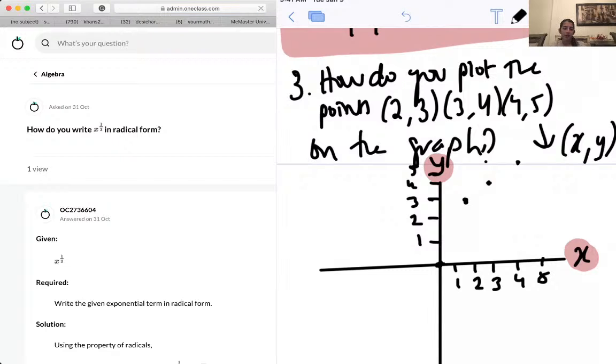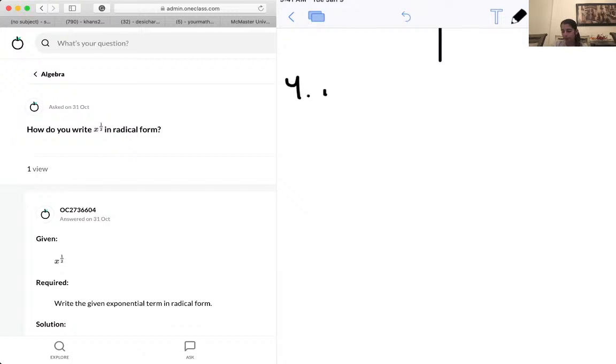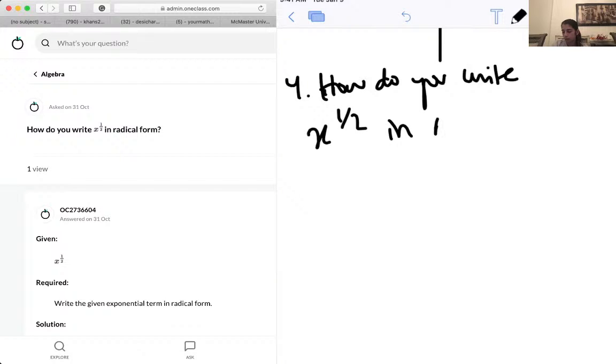How do you write x to the power 1 over 2 in radical form? So, question 4, how to write x to the power 1 over 2 in radical form?